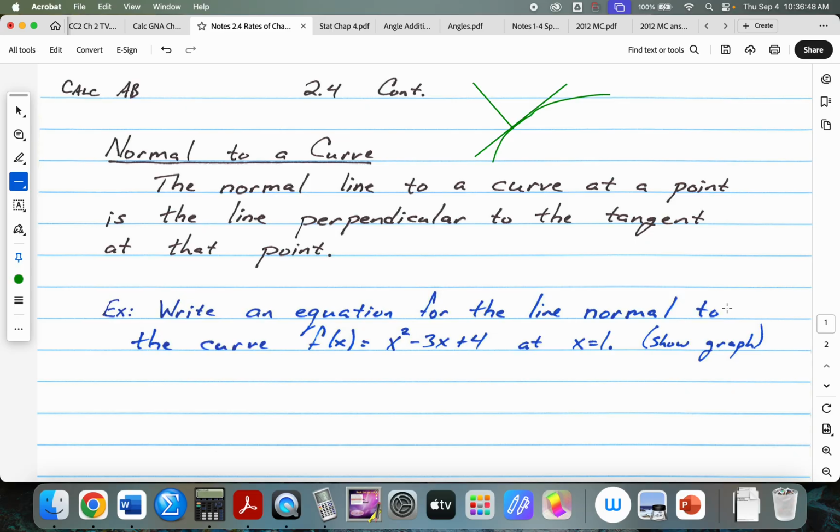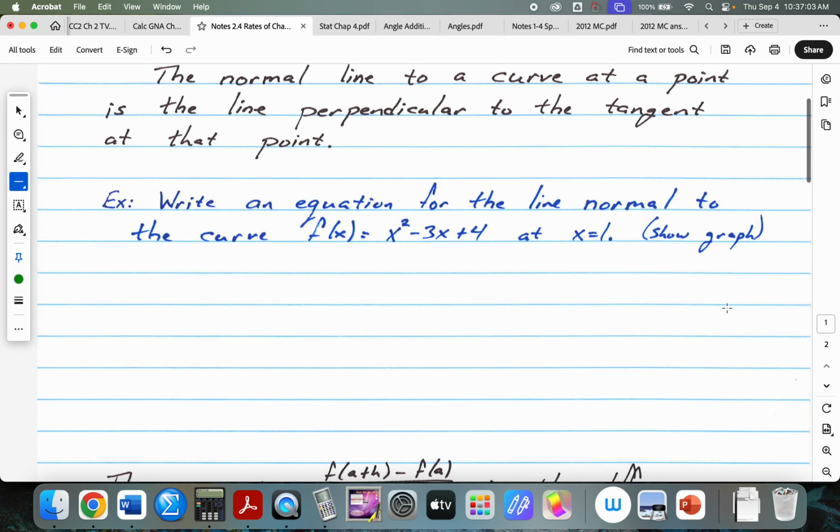And that's it, okay? Normal lines have a lot of applications in optics and satellite receivers and all kinds of stuff like that. So let's take a look.